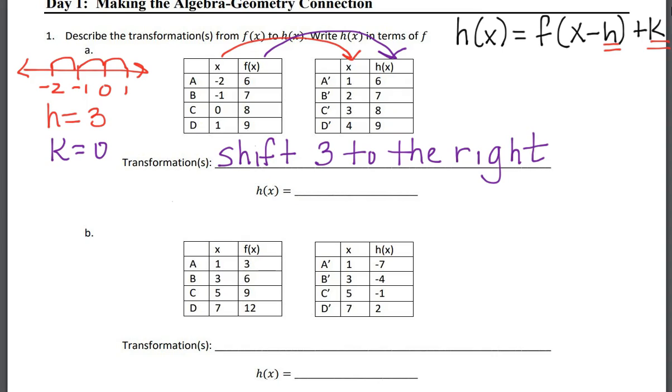And when I write my equation, it will be written as f, and remember, when we're putting it on the inside, it appears to be the opposite because we're subtracting h. So inside of our parentheses, we're going to put x minus 3, and k is 0. You don't have to add it. You can add it, so you can write it as f of x minus 3, or we can add that 0.